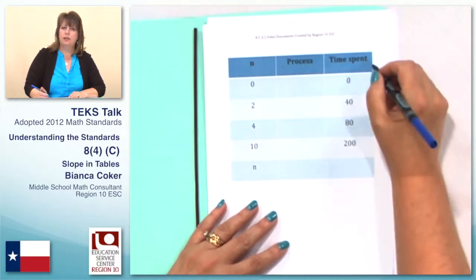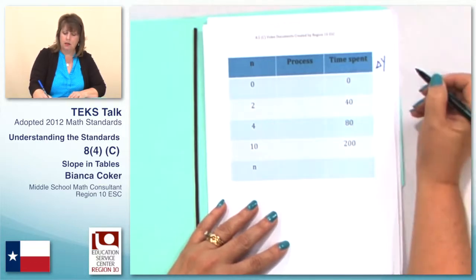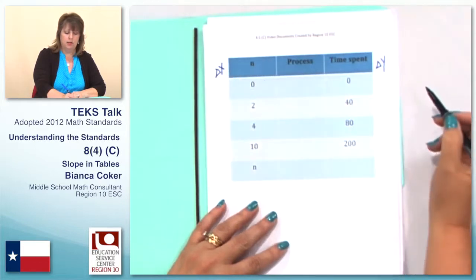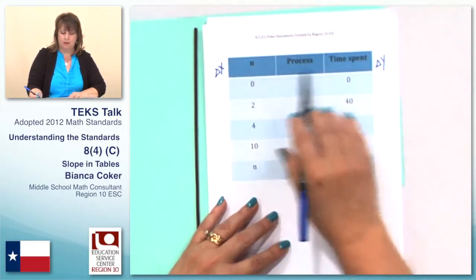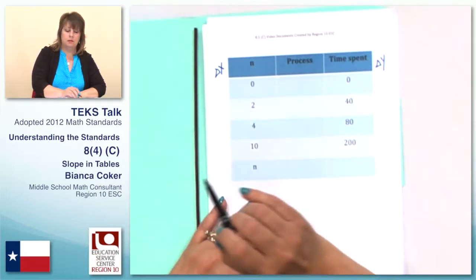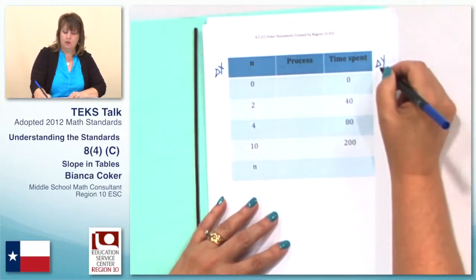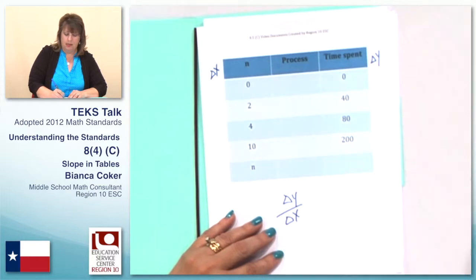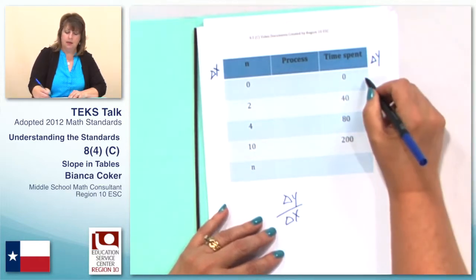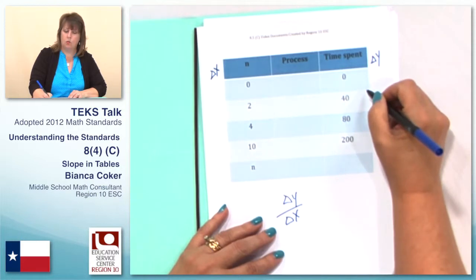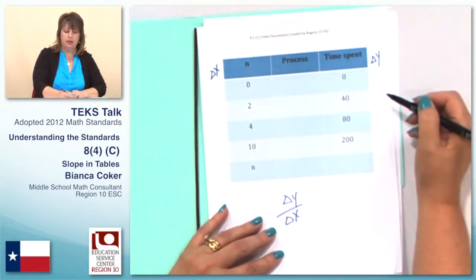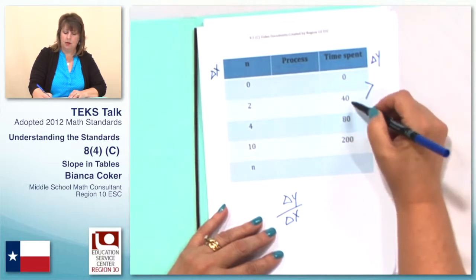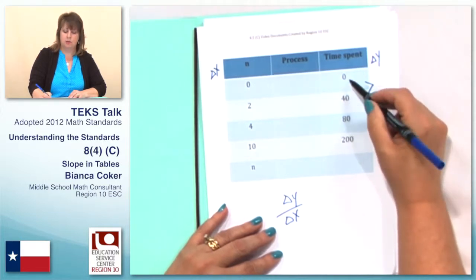And what we're looking for is our change in our y value, or our dependent variable, and our change in our x value, or independent variable. So if we talk about our ratio of change in y to change in x, then what we're looking for is our change in y to put in the numerator and our change in x to put in the denominator. So looking for our change in y, we just look for the difference between these two amounts.